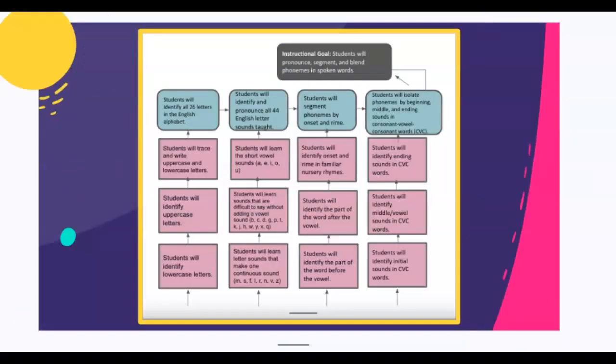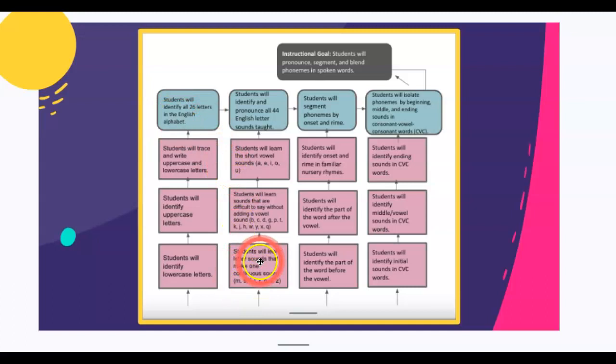So let's take a look at my map. At the top you see my instructional goal, and then all of my needs below them. And then going upwards is all of the different skills or goals that will be in lessons along the way to help us reach those goals. So they'll be able to work on identifying their lowercase letters, then their uppercase letters, then they're going to trace and write their uppercase letters and lowercase letters, and eventually be able to identify all 26 English letters in the alphabet.